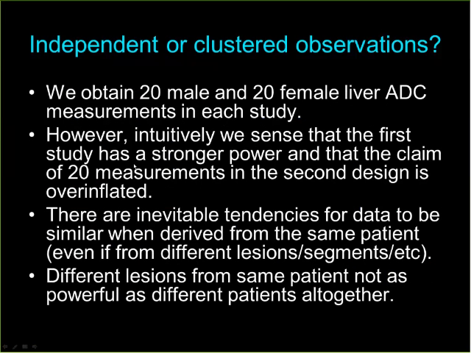So in both of those study designs, we actually will get 20 male and 20 female liver ADC measurements, but intuitively we sense that the first study will have stronger power and that the claim that we actually have 20 measurements in the second design is overinflated. Inevitably, there's going to be a tendency for the data to be similar when derived from the same patient in that second study design, even if we remeasure on a different day or change some of the measurement conditions a little bit, like measuring different parts of the liver. So having different lesions from the same patient, clustering our study samples, won't be as powerful as having different patients altogether.